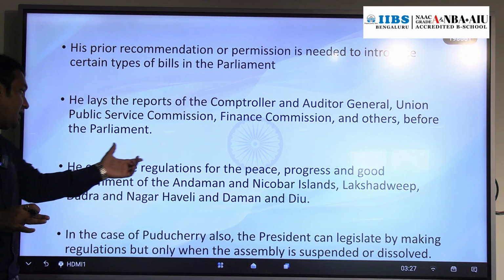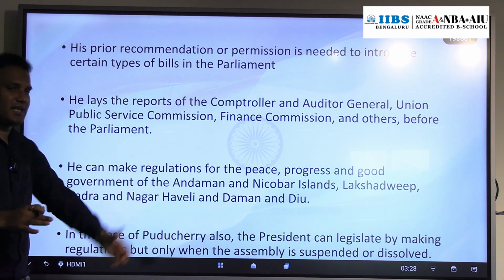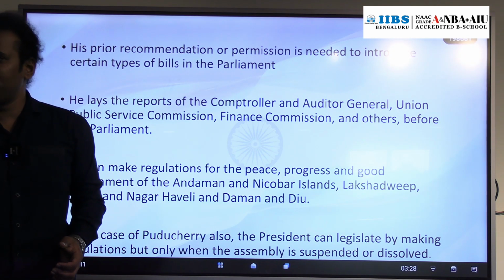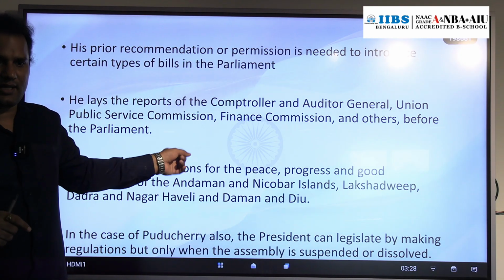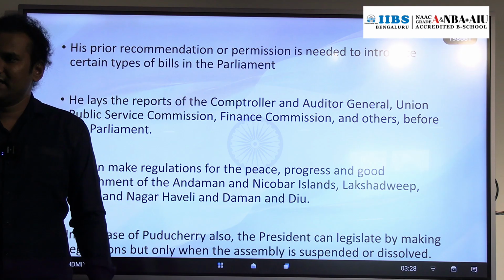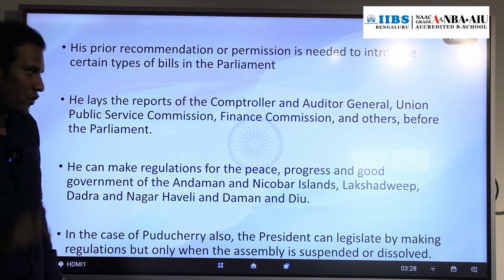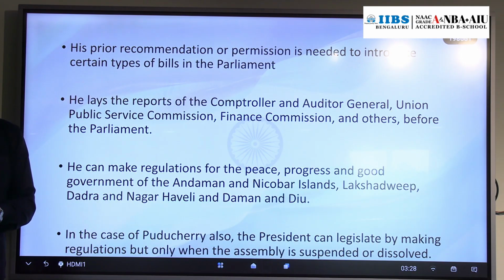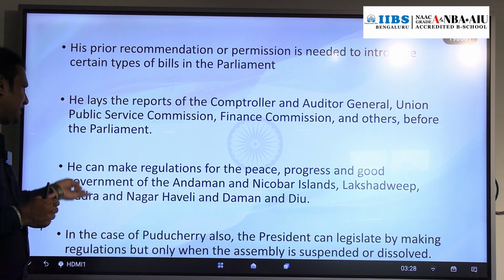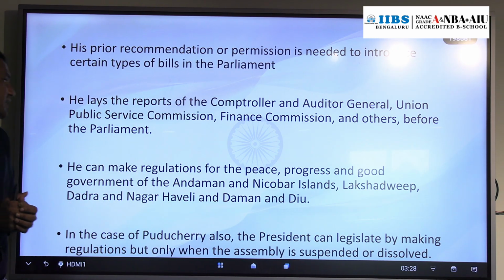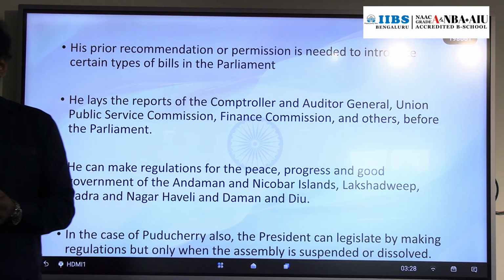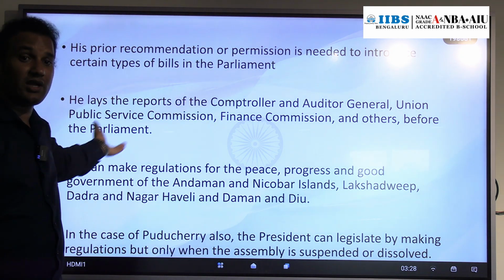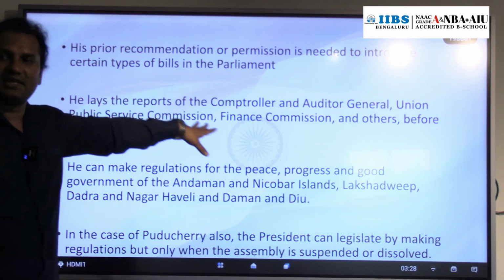Then next, there are certain union territories. For example, we have Andaman and Nicobar, Lakshadweep, Dadra and Nagar Haveli, Daman and Diu. Earlier, Dadra and Nagar Haveli and Daman and Diu were two separate union territories. But now, they have become a single UT. Regarding these union territories, Lakshadweep, and Andaman and Nicobar, the President has the power to make regulations. Regulations for what? Regulations for the peace, progress and good governance of these union territories.